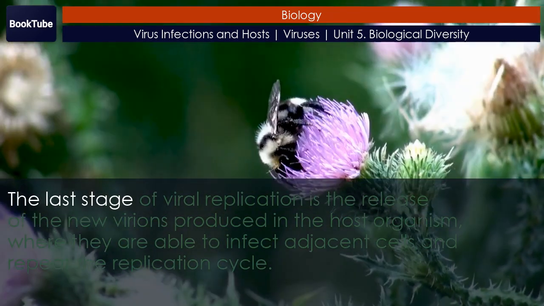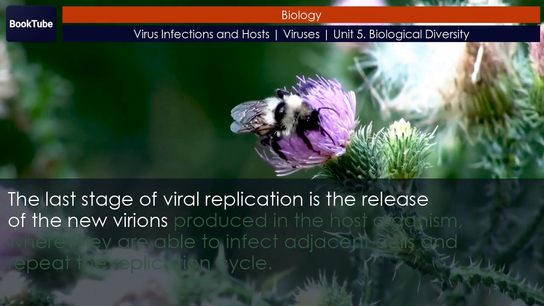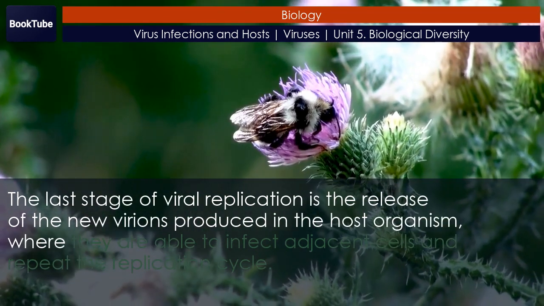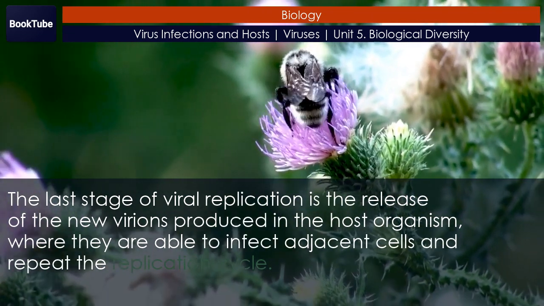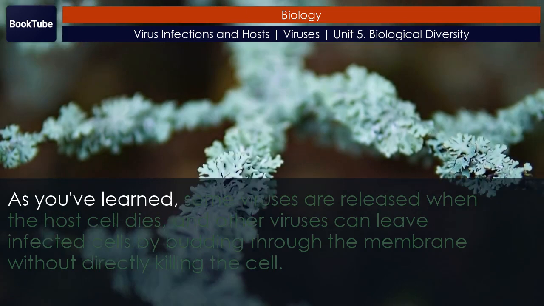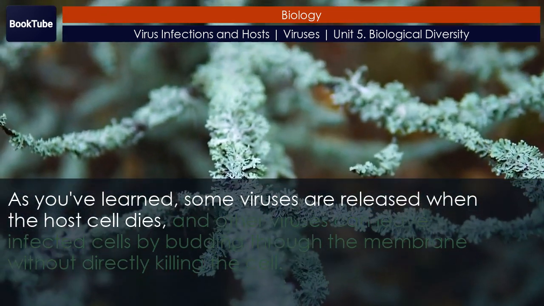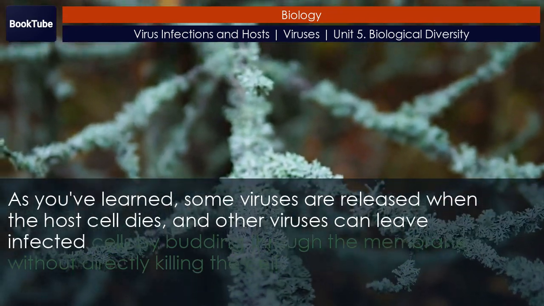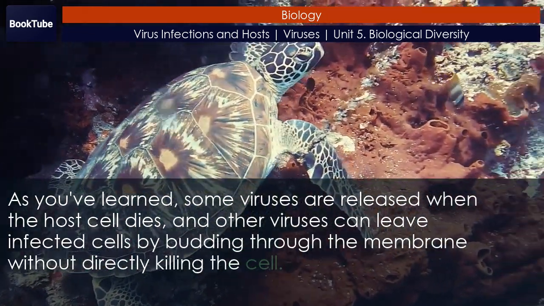The last stage of viral replication is the release of the new virions produced in the host organism, where they are able to infect adjacent cells and repeat the replication cycle. As you've learned, some viruses are released when the host cell dies, and other viruses can leave infected cells by budding through the membrane without directly killing the cell.